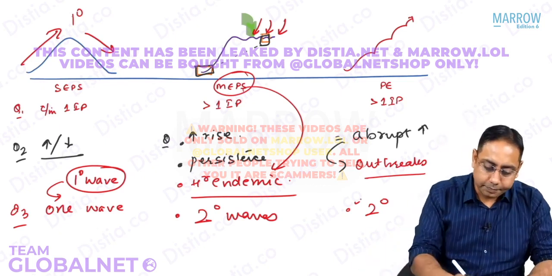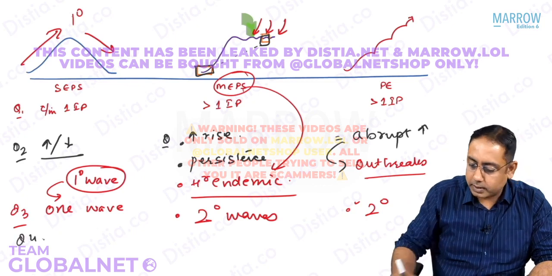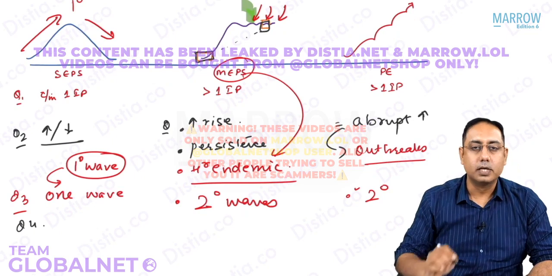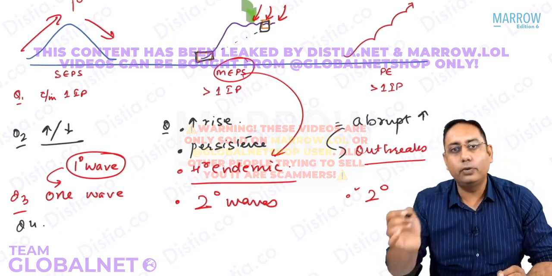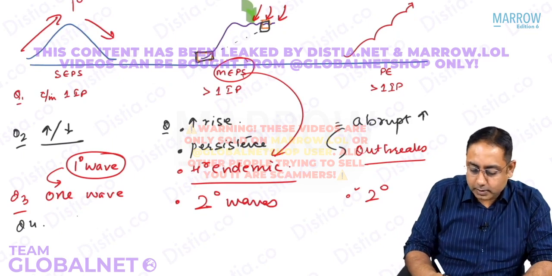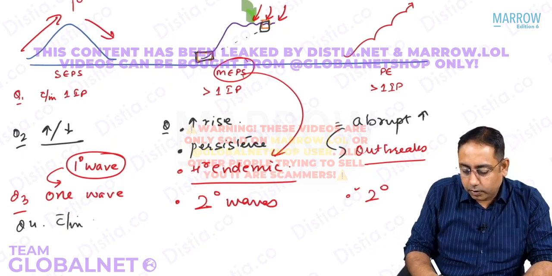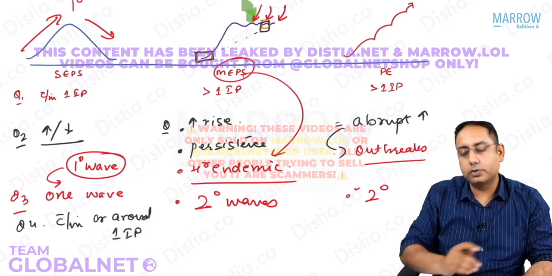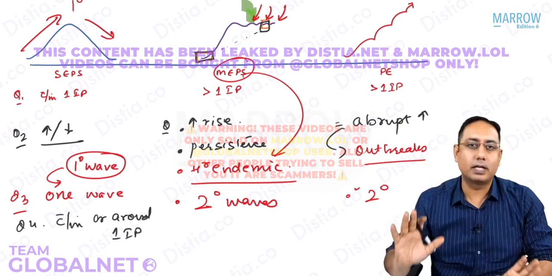Point number 4, the last point for you to understand. How will the cases come down in a single exposure point source? The cases are automatically going to come down because it was a single exposure. So the return of cases will be within or around one incubation period. After one incubation period, the cases have to come down.